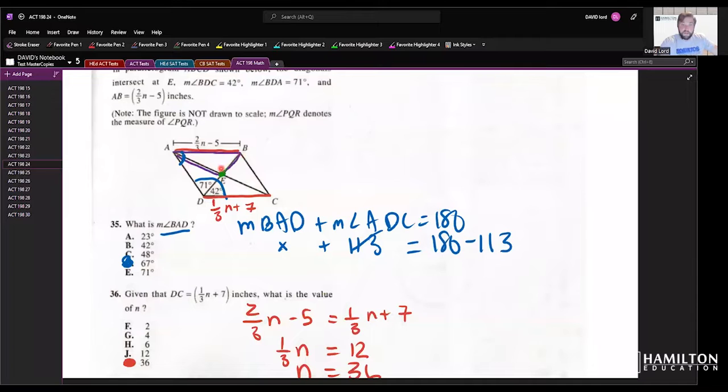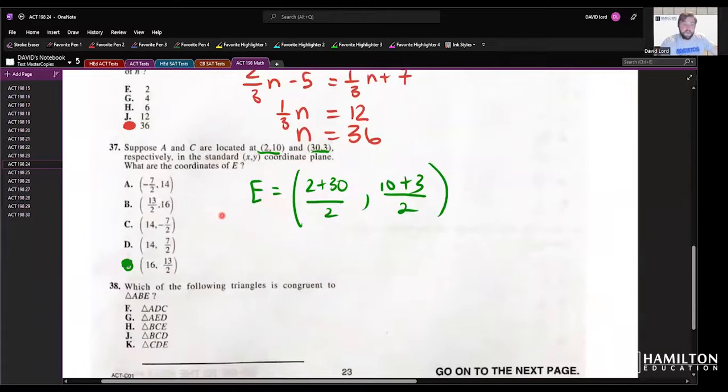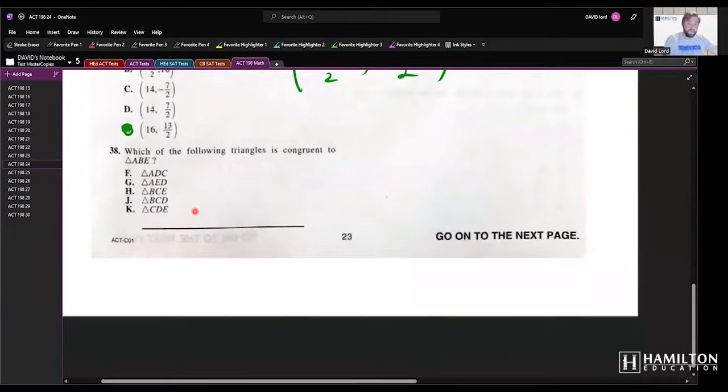Well, I know that we said earlier that the diagonals bisect each other in a parallelogram. So that means that this side, BE, is congruent to DE. And that means that AE is congruent to EC. Because these two angles here are vertical angles, or opposite angles, we can say that triangle ABE is congruent to triangle CED by the side angle side theorem. So looking at our choices, we are going to pick answer choice E.